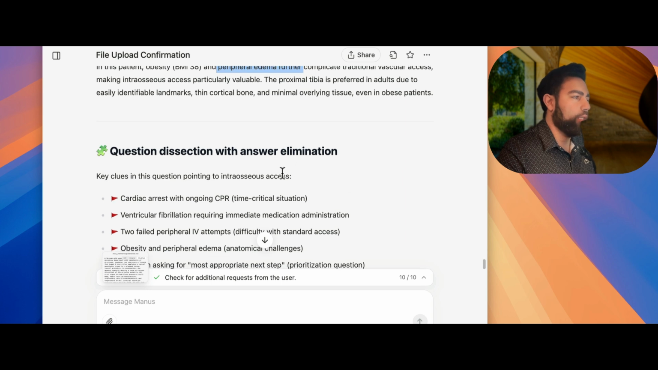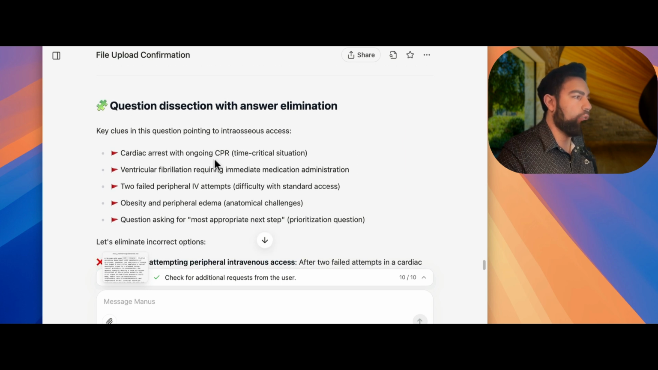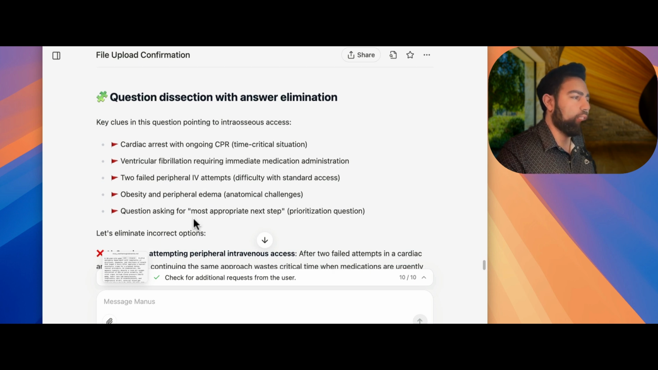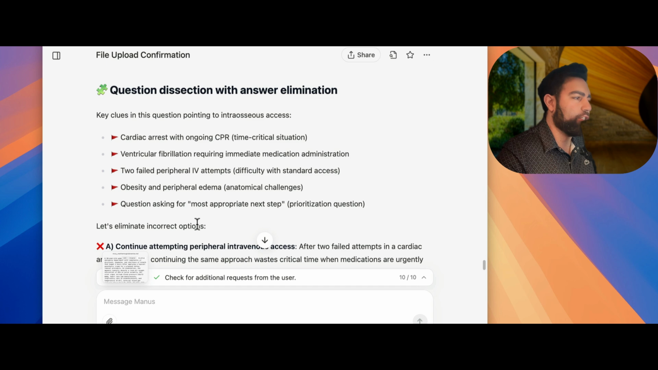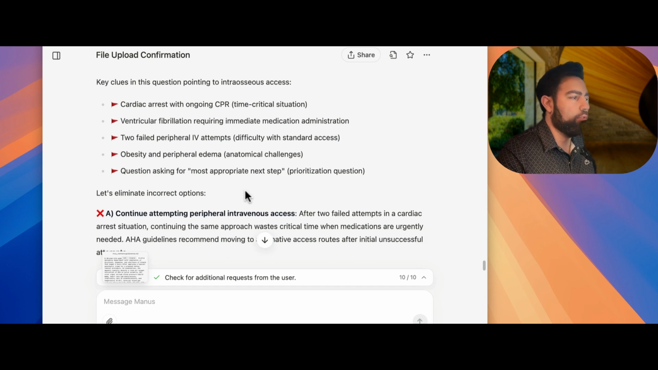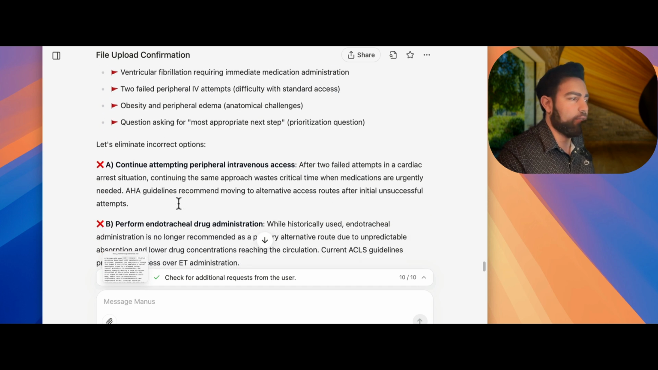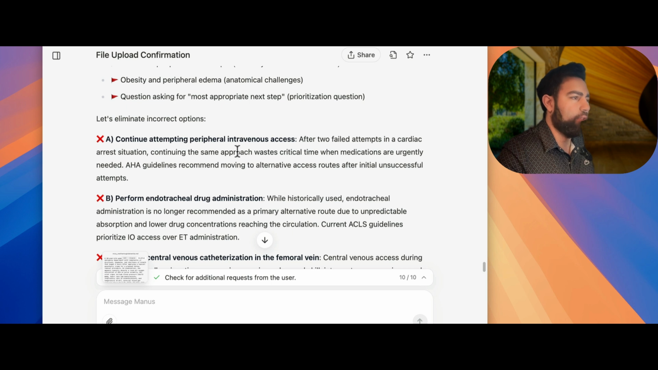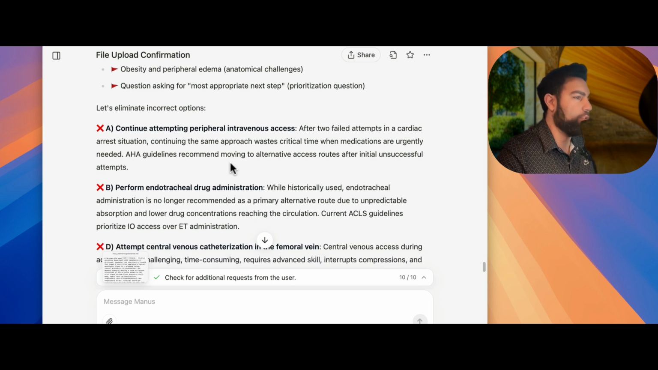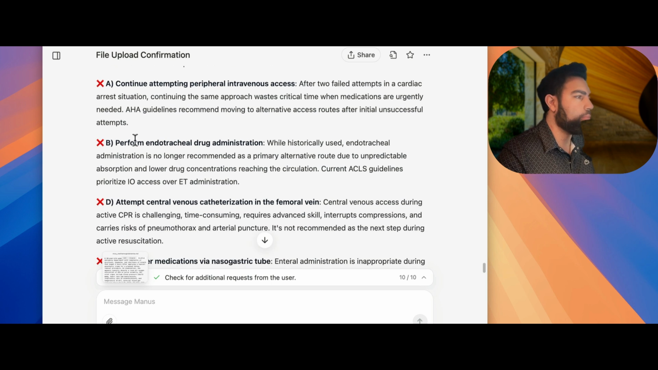So very important. The key clues here were the patient in cardiac arrest with ongoing CPR, VFib, 2 failed peripheral attempts, obese, and peripheral edema. So I gave you all of the indications that maybe you need to get this different type of access. So discontinuing attempting the peripheral IV access would be wrong after 2 failed attempts.